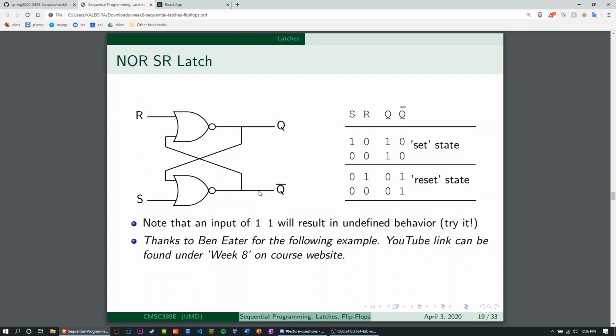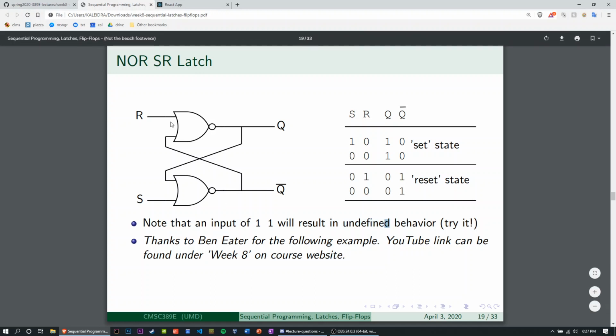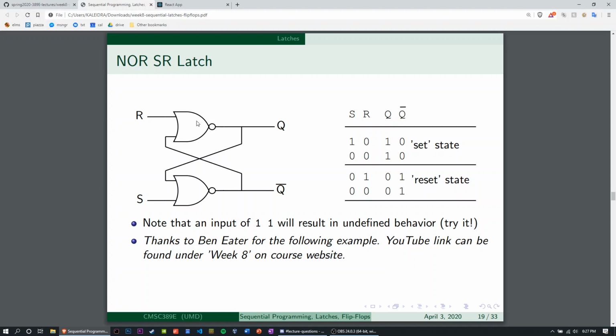Note one more thing. The input of 1, 1 will result in undefined behavior, and I leave that as an exercise to the viewer, but you'll quickly realize that giving it 1 and 1 at the same time will just screw it up royally. So that's the rule here. We don't want to be giving a latch 1 and 1 as an input.